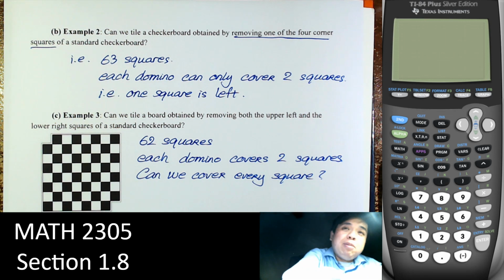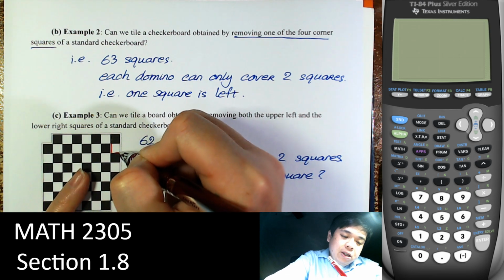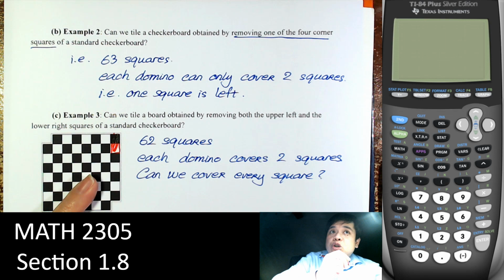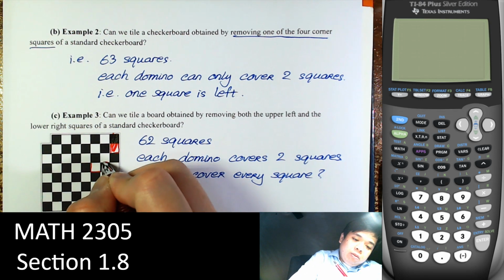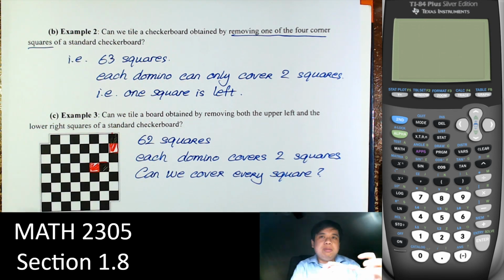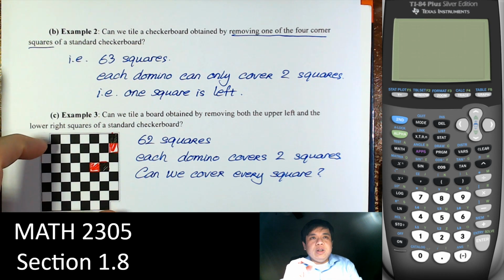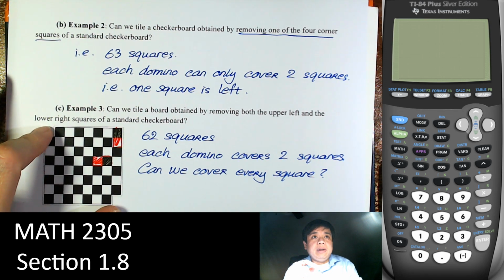Now, think about when you tile, when you put the domino, doesn't matter how you line up. Each domino can only cover 1 black square and 1 white square. But if we remove 2 corners, opposite corners like this, both of them are white.